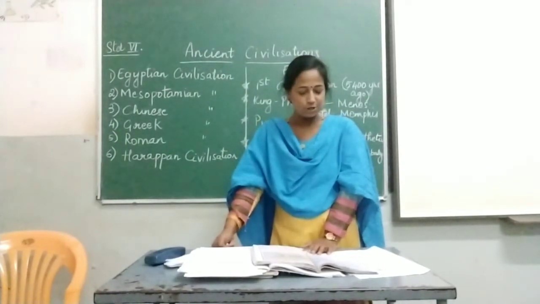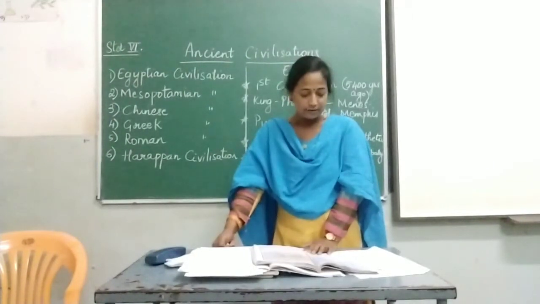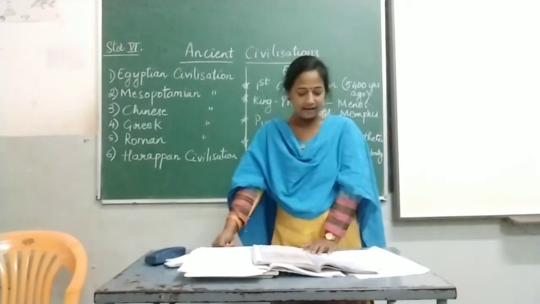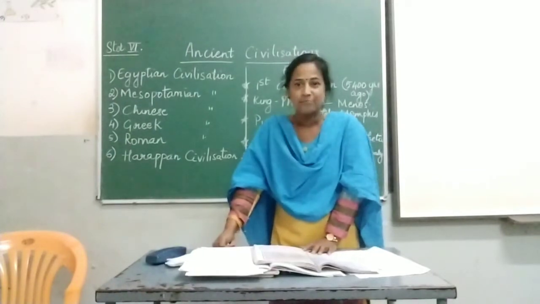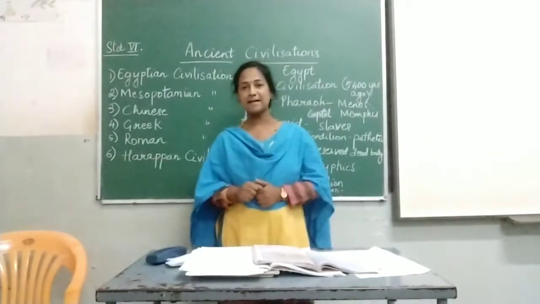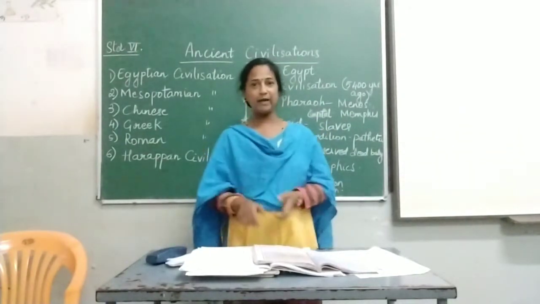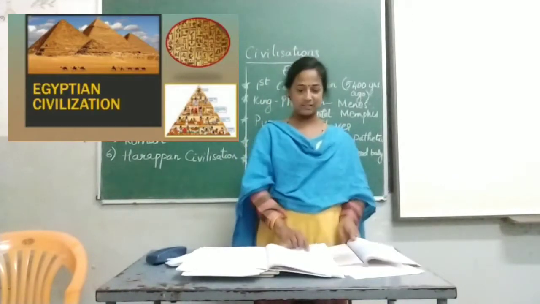Egyptian civilization on the banks of the Nile, Mesopotamian civilization on the banks of the Euphrates and Tigris, Chinese civilization on the banks of the Huanghe, Yangtze and Sikiang, and Harappan civilization on the banks of the Indus came into existence. So this was how civilization began on the banks of the river. Okay. Today in detail we will go about the Egyptian civilization.